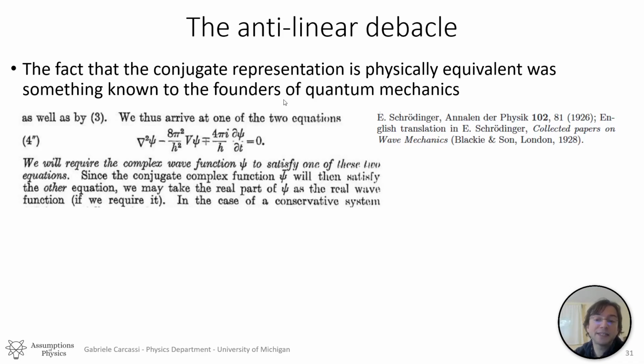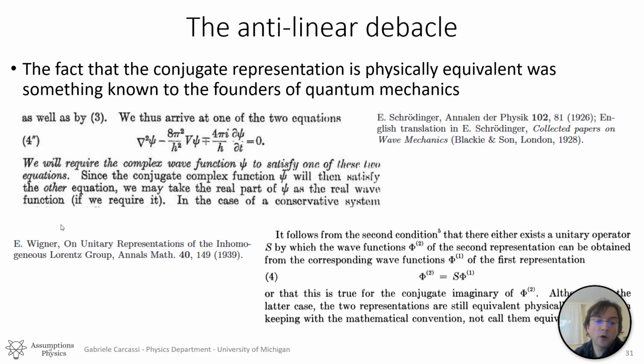If we go and see the paper in which Schrödinger derives the Schrödinger equation, he comes to two equations, and he says we will require the complex wave function phi to satisfy one of the two. And you see that there is an i and the plus or minus is here. So picking one or picking the other is the choice of using the standard wave function or the complex conjugate one.